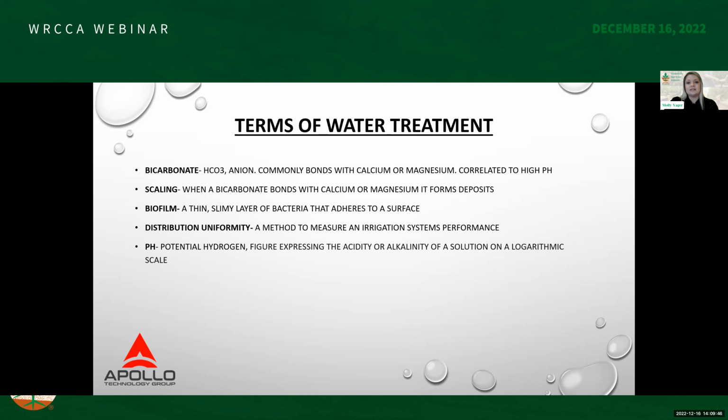Biofilm is a thin, slimy layer of bacteria that adheres to a surface. So oftentimes within the drip line, you'll get biofilm accumulation, and that's just from bacteria being present in the water. Distribution uniformity, that is a method to measure an irrigation system's performance. And then pH, that's the abbreviation for potential hydrogen. It's just a figure expressing the acidity or alkalinity of a solution on a logarithmic scale. So as you all know, the pH scale is 0 to 14.